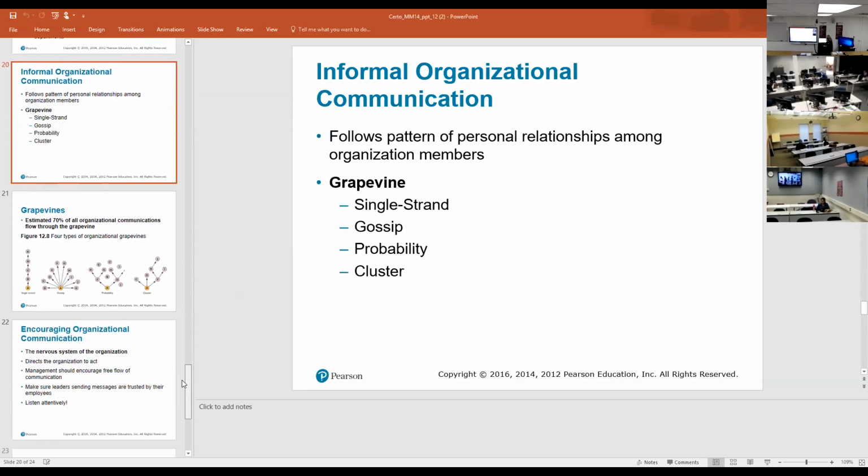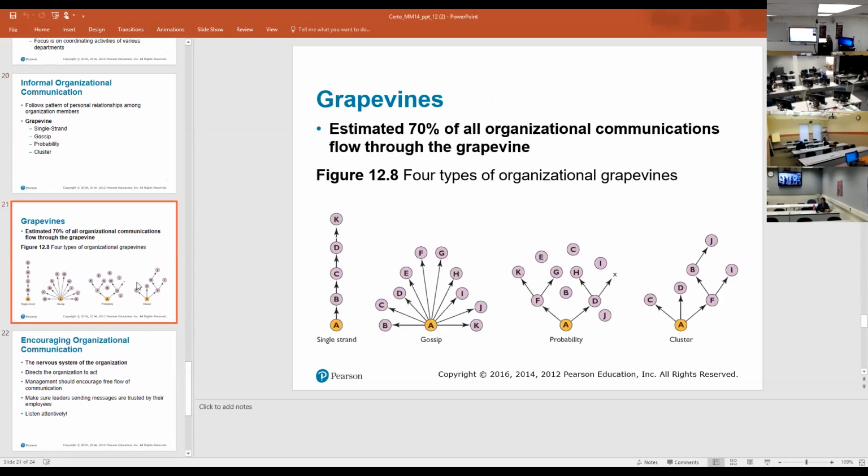There are illustrations here on the next slide of how a single strand just goes from person A to person B to person C to person D all the way through. That's sort of like what we saw with the illustration with the person who fell off the bike. Went from one person to the next, to the next, to the next. Now, gossip goes from one person to a whole lot of different people at one time. Okay?